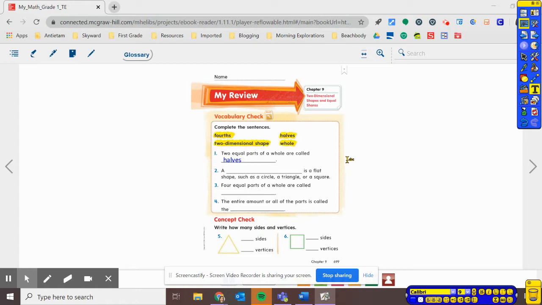All right, number 2 says a blank is a flat shape such as a circle, a triangle, or a square. So we already used halves. So is it fourths, two-dimensional shape, or whole? A flat shape. Well, that's going to be a two-dimensional shape. So go ahead and write that in. Now, if I'm going too fast for you to write, you can always pause the video and unpause it when you're ready to move on.